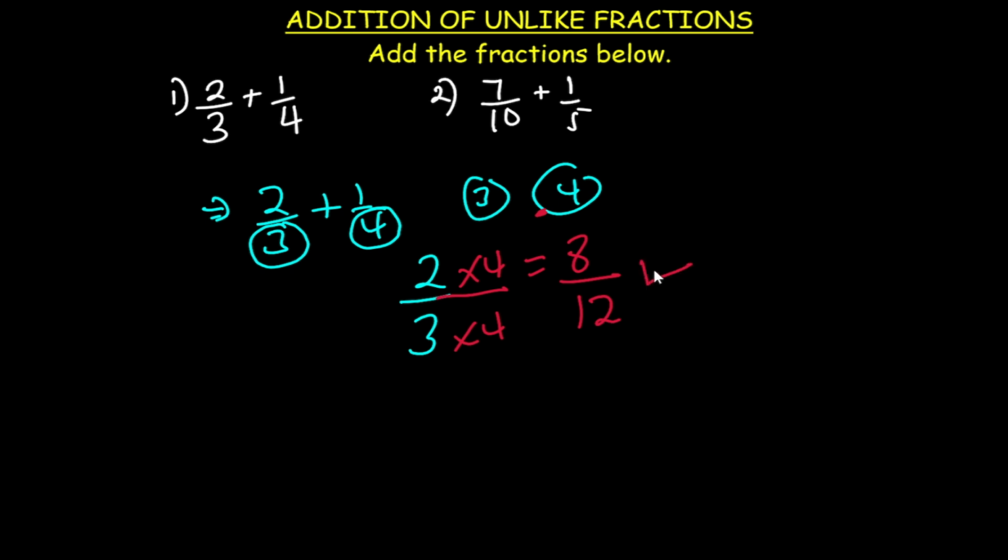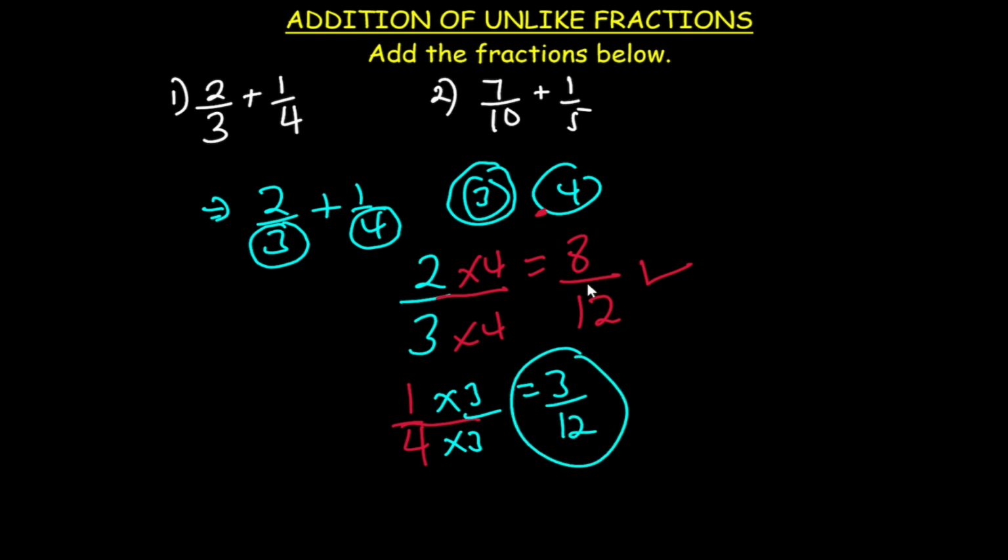Now put this one there and go and take the second fraction, so 1 over 4. Over here I'm going to take the first denominator and put it on top and down over here. So I'll multiply it. 1 times 3 is also 3, and then 4 times 3 is also 12. Now we have 3 over 12.